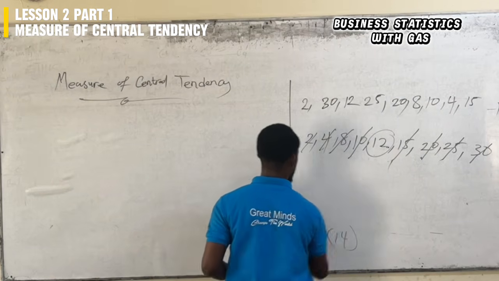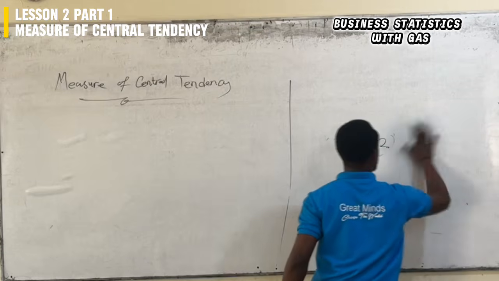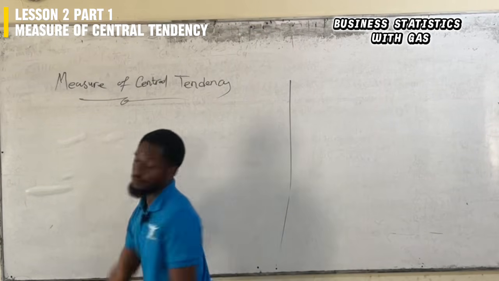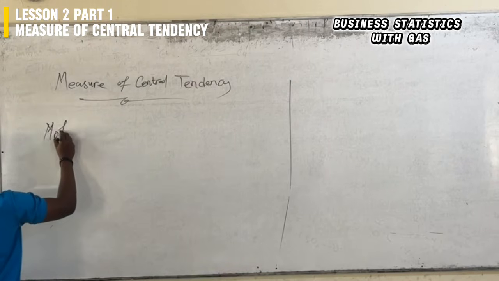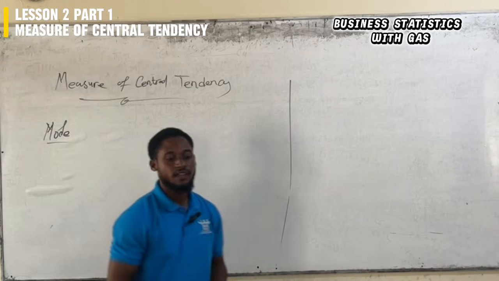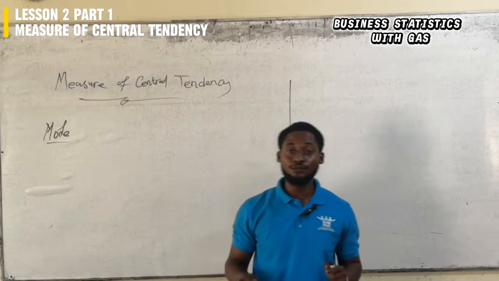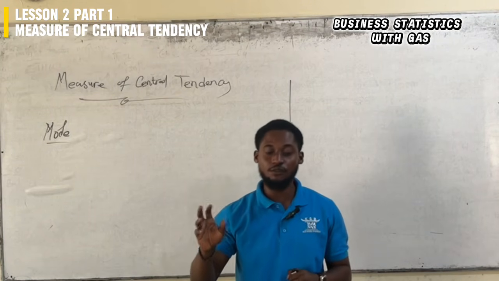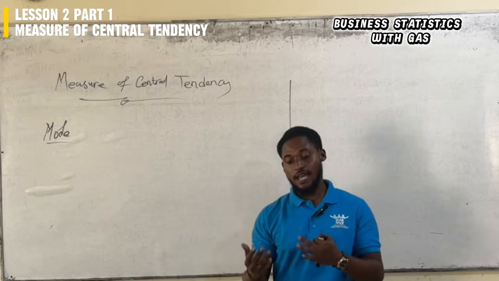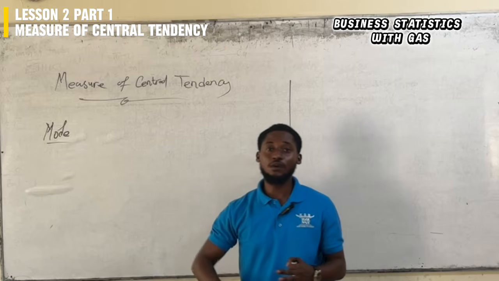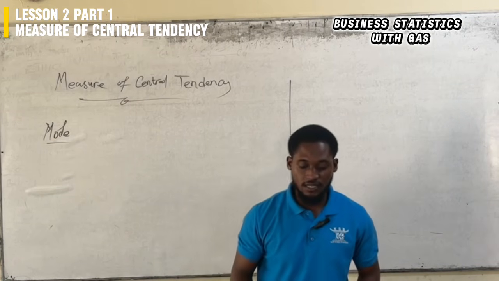We proceed to mode. The mode or modal class of a set of observations is the value or class with the highest frequency. When we talk of the highest frequency, we mean the most common value or class. When we talk of the most common value, it is the number that appears the most.